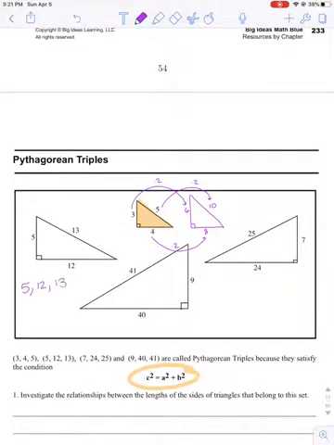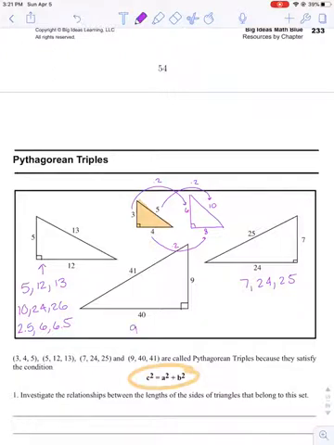Some other common triples would be 5, 12, 13. That goes with this picture. So you might see multiples of that. You might see 10, 24, 26. You might see halves. So that would be like 2.5, 6, and 6.5. Anything that holds the same proportion.